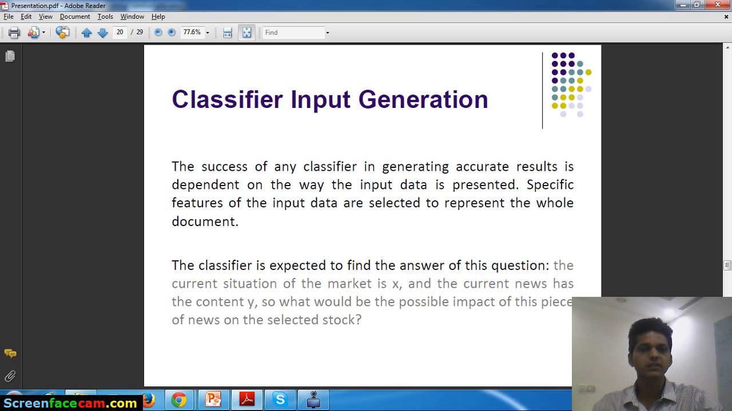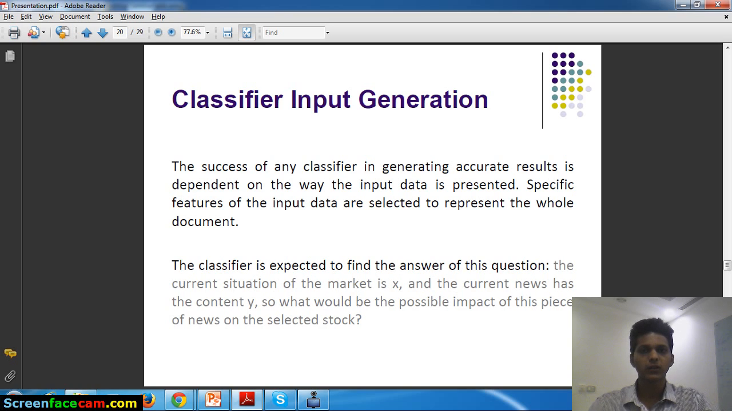The success of any classifier in generating an accurate result is dependent on the way the input data is presented. So there have to be specific ways in which the input data is presented. It cannot be a random, haphazard form where we just fill in the input values. Specific features of the input data are selected to represent the whole document.